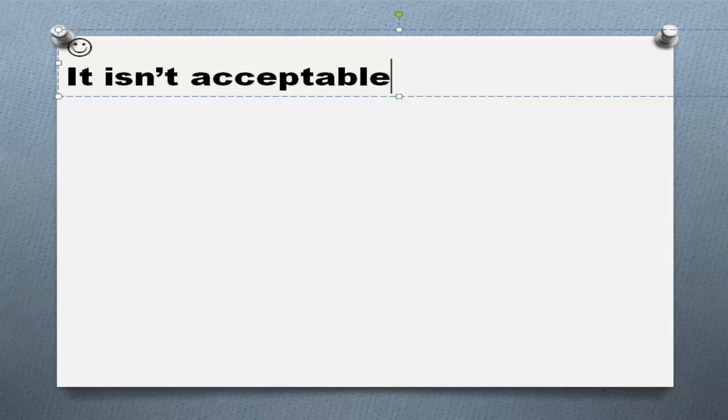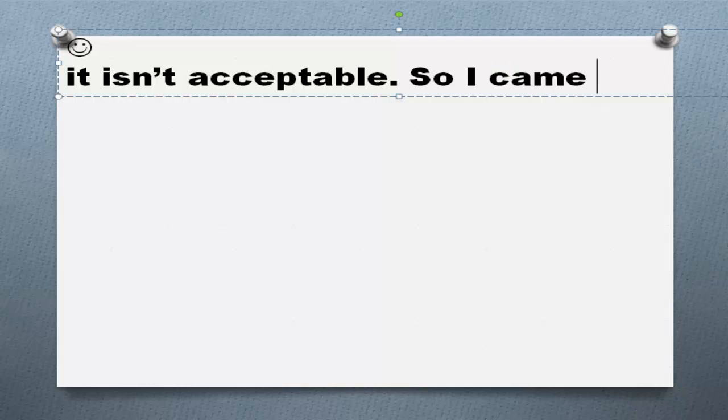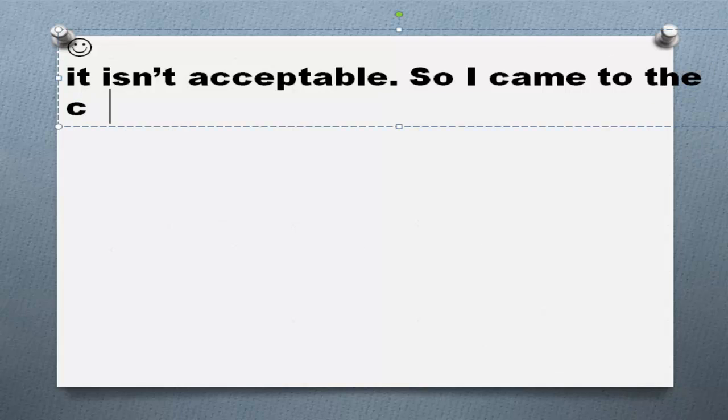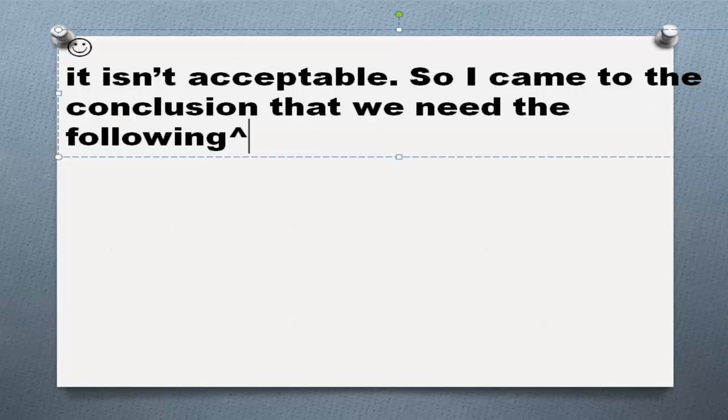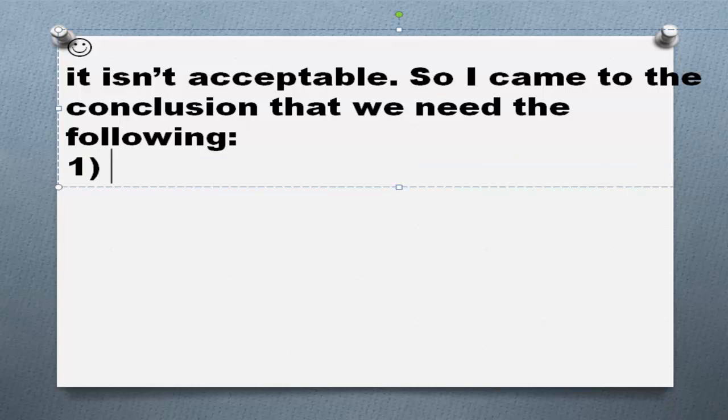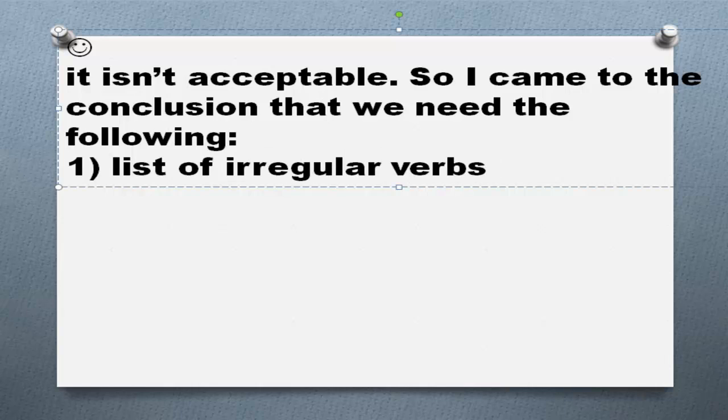So, таким образом, я пришел к выводу. I came to the conclusion that we need the following, что нам нужно следующее. So, it's a list of these things, это список данных вещей. Далее, list of irregular verbs by popularity, по популярности.